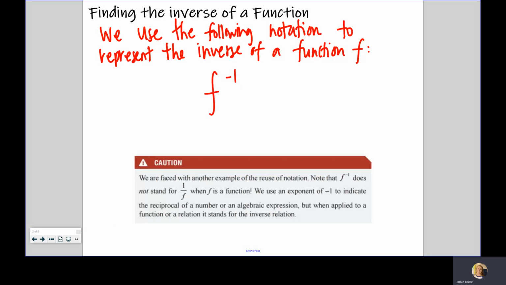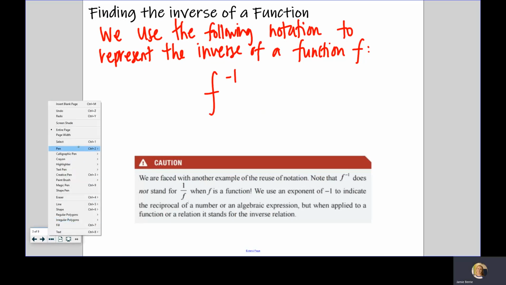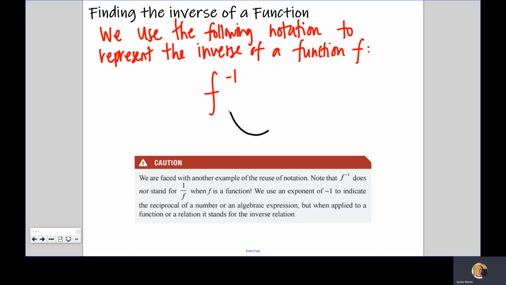And then your book has this little word of caution. It says we're faced with another example of a reuse of notation. Note that f to the -1 power does not stand for 1 over f when f is a function. This is really just representing f inverse. Again, this is read as f inverse.